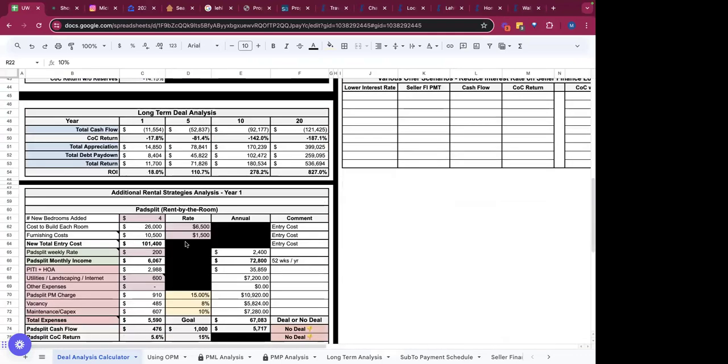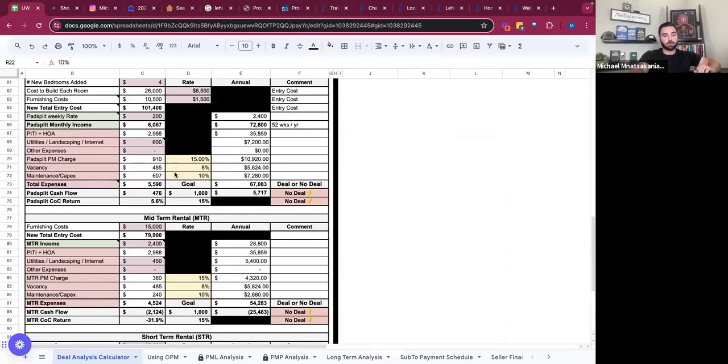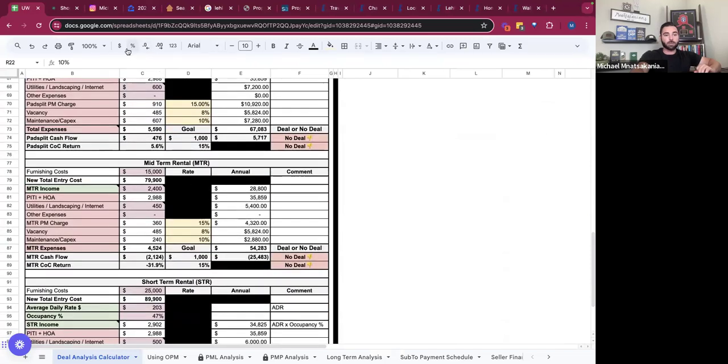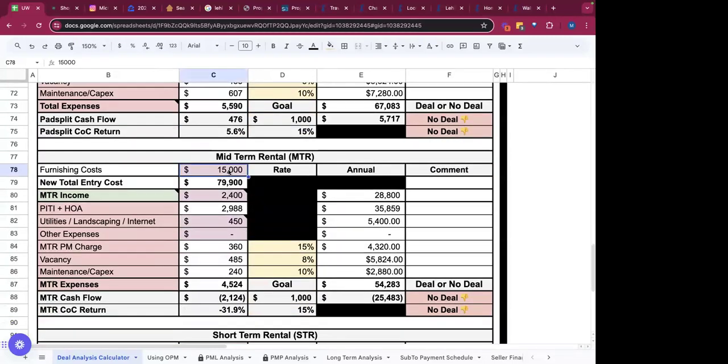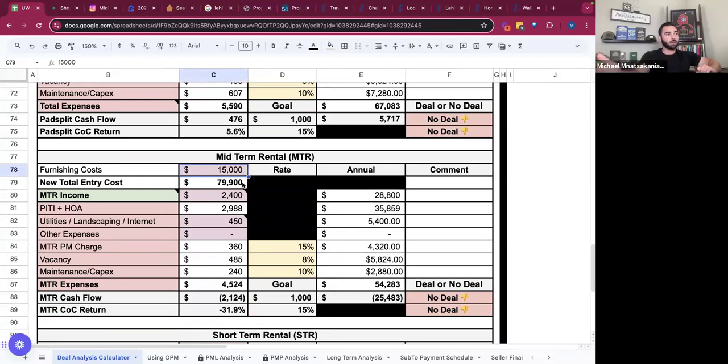As a midterm rental on the calculator, right? We're not gonna do rent by the room. It's not big enough for that. So for a midterm rental, are any furnishings conveying? I assume not, right? You have to pay for it. And 15,000 is a fine estimate for a 3x2 for a midterm rental, right? You're not gonna go above and beyond, but you're gonna furnish it fairly nicely.